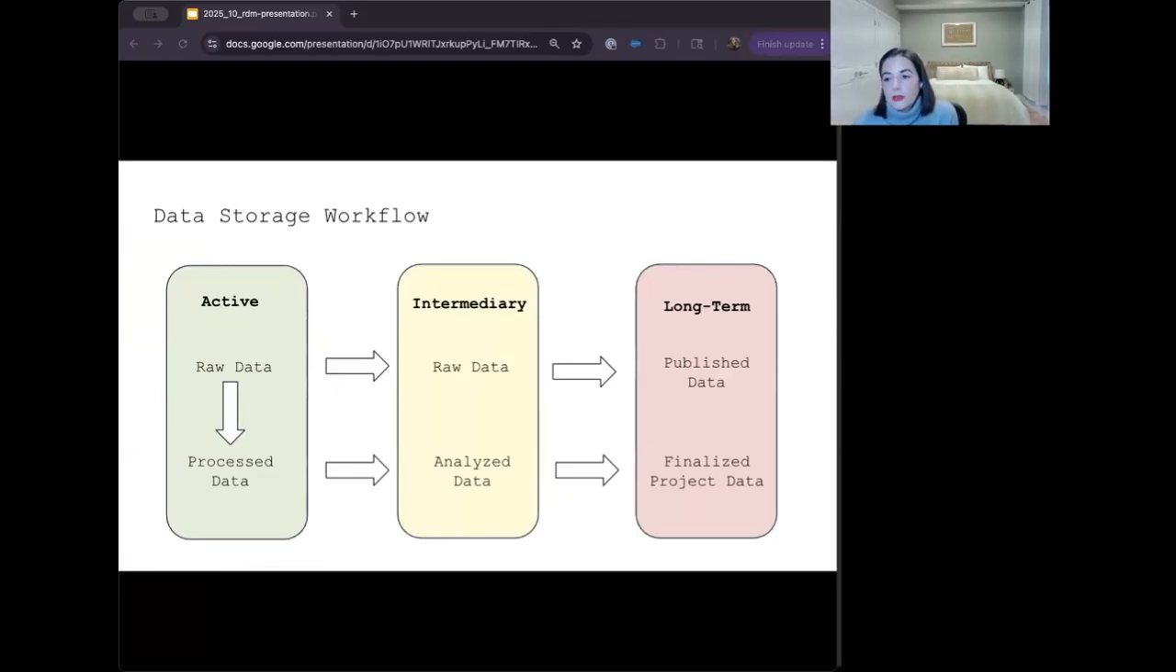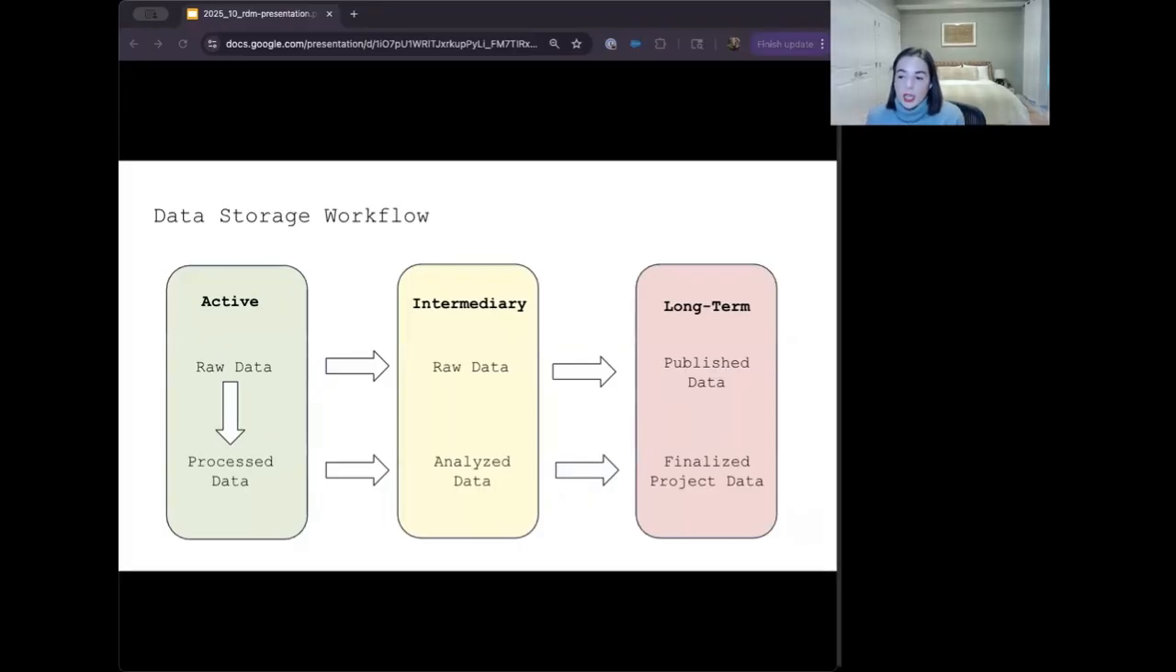So how your research data will be utilized and accessed is going to determine where that data should reside. Similar to your research data lifecycle, you'll also want to be lifecycling your data through a storage workflow from active to long-term storage. Soon after you generate or acquire the raw data, it should be moved to an intermediary location so that you can start working on it, analyzing it.